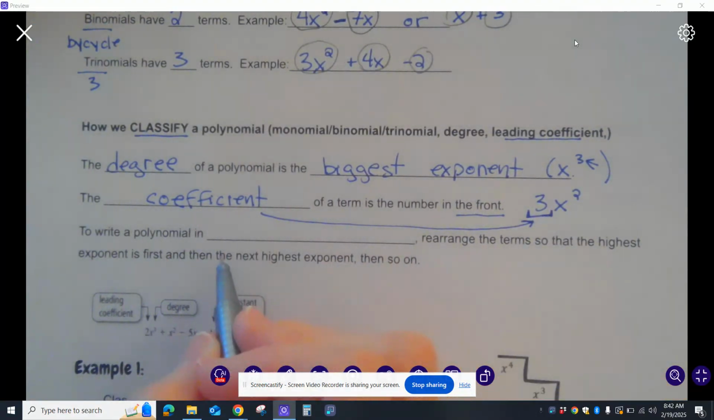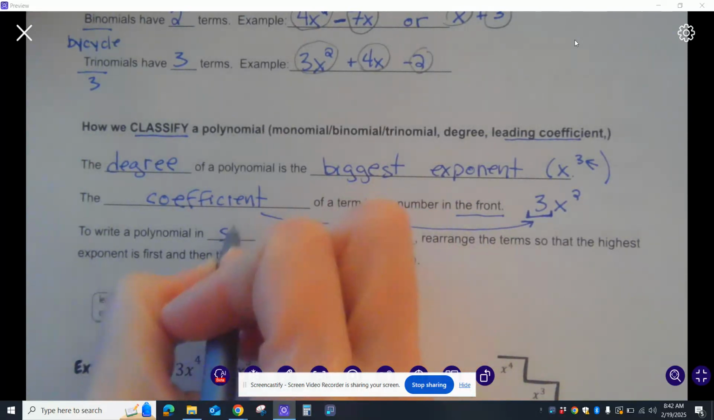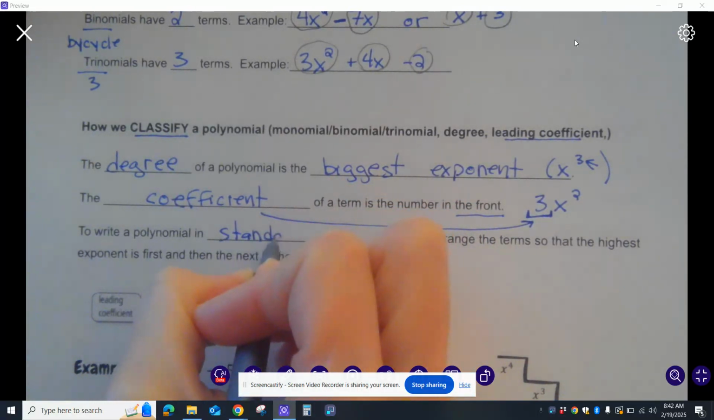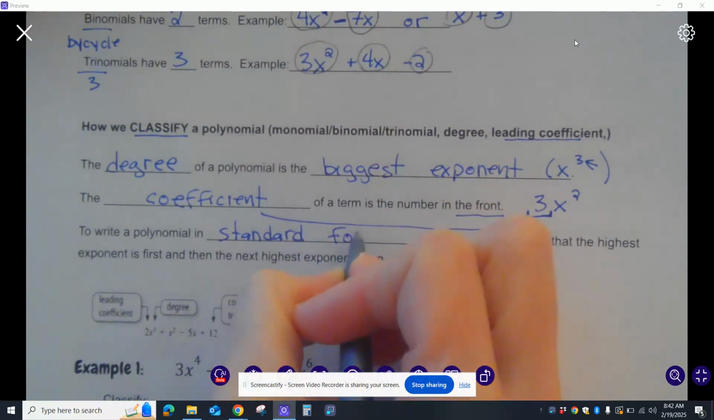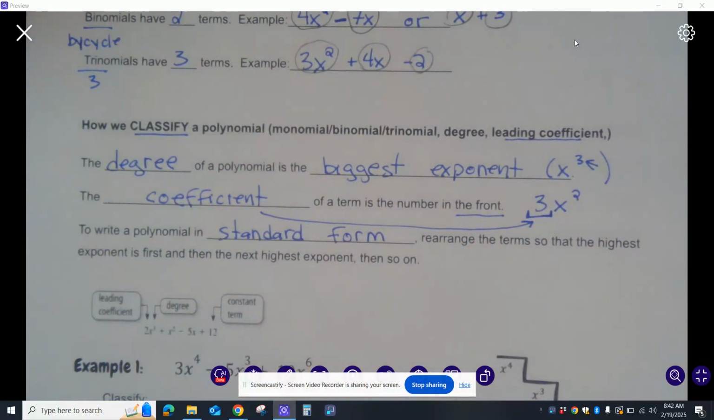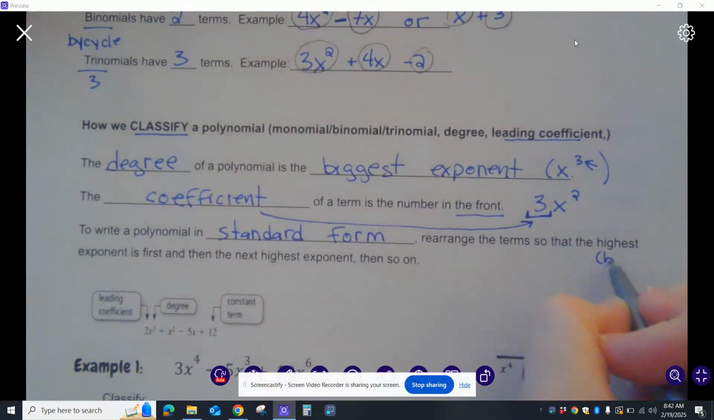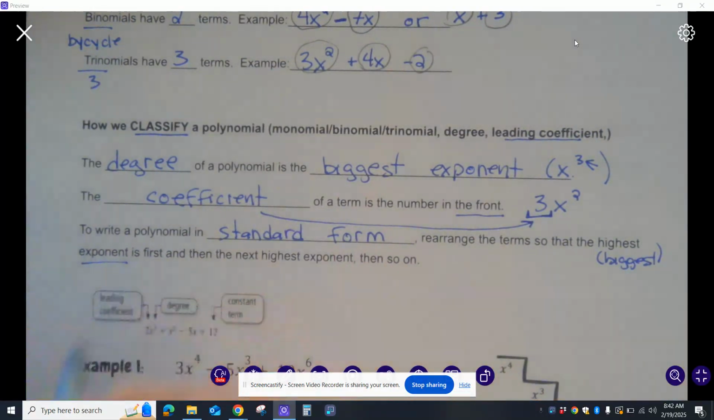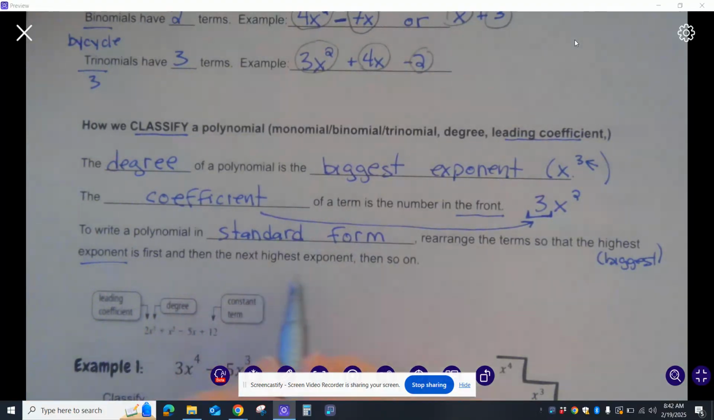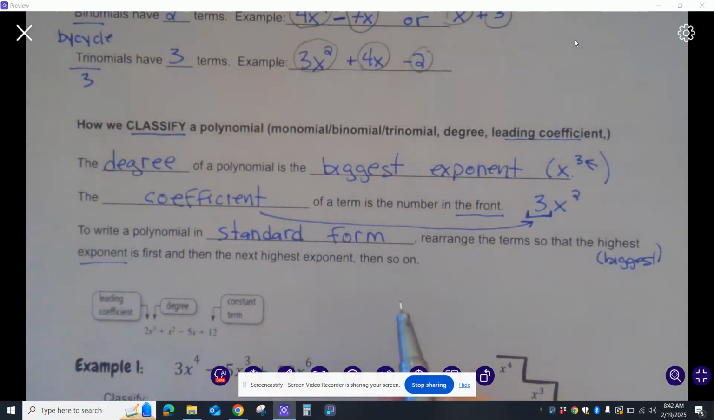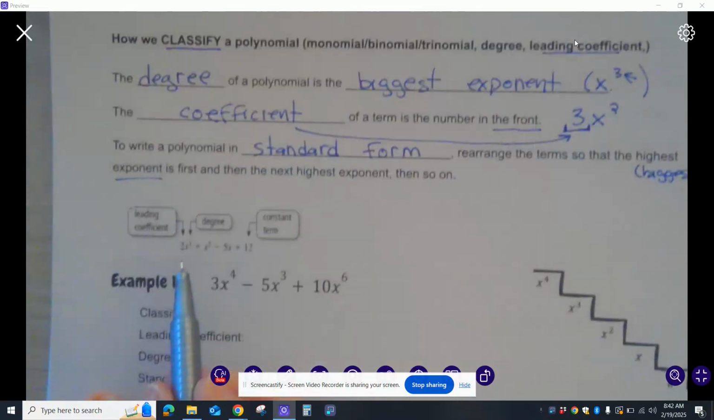Now, to write a polynomial in standard form. Before we classify polynomials, we want to make sure they are in standard form. This says rearrange the terms so that the highest or biggest exponent, so not numbers, we're looking at exponents, is first, and then the next highest, and so on. So here is an example.